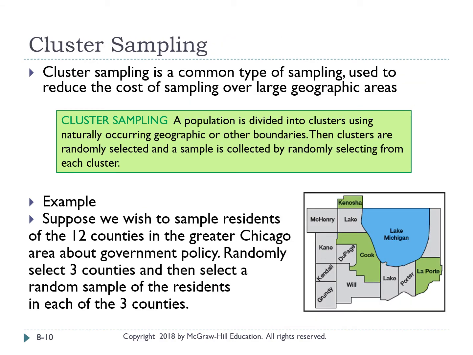The last type of sampling method is called cluster. Cluster is used to reduce the cost of sampling over a large geographic area. So let's look at the definition given by this slide. A population is divided into clusters, or we can say into a few groups, using naturally occurring geographic or other boundaries. Then clusters are randomly selected, and a sample is collected by randomly selecting from each group.